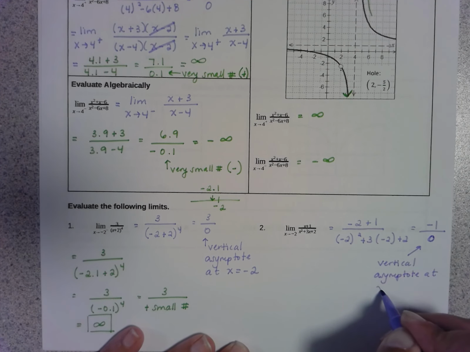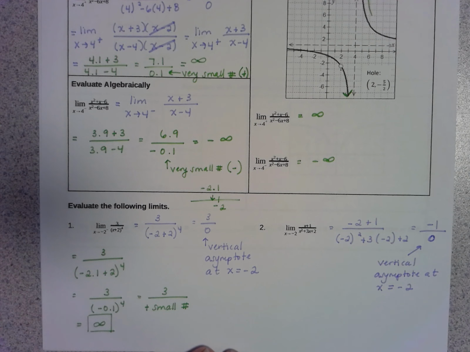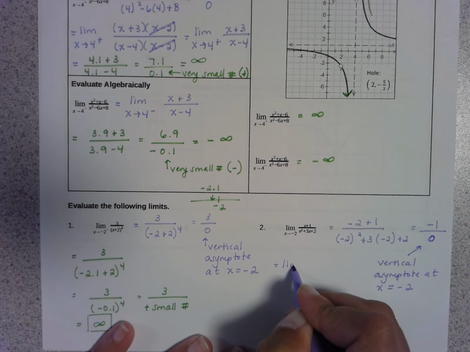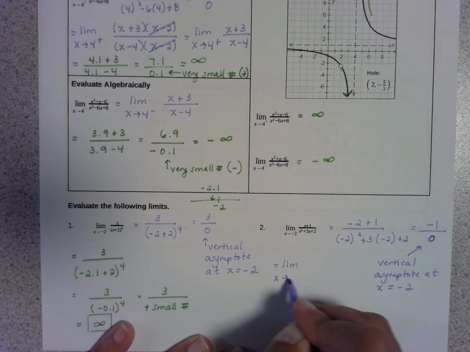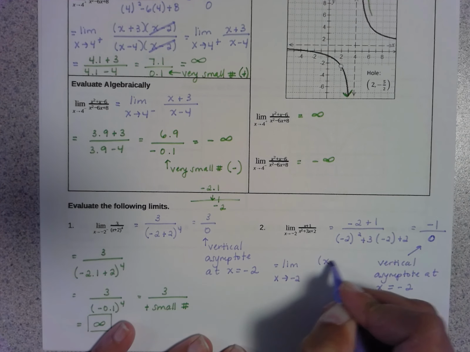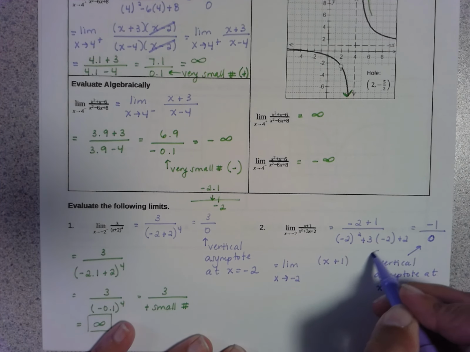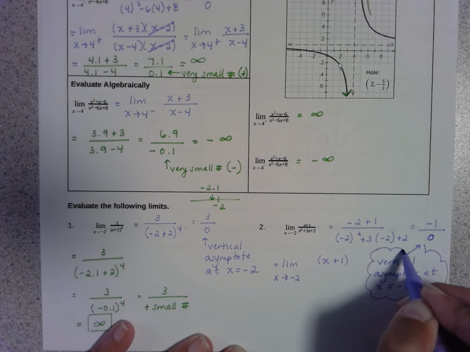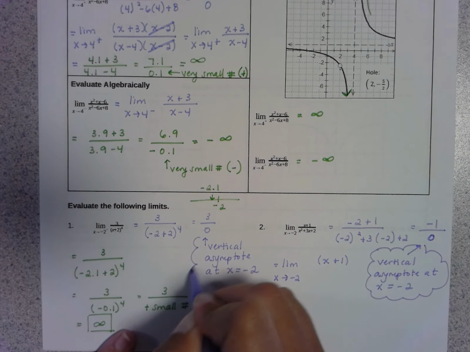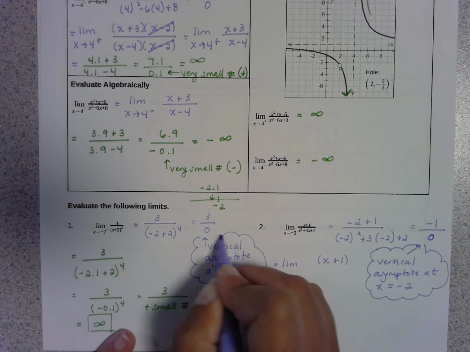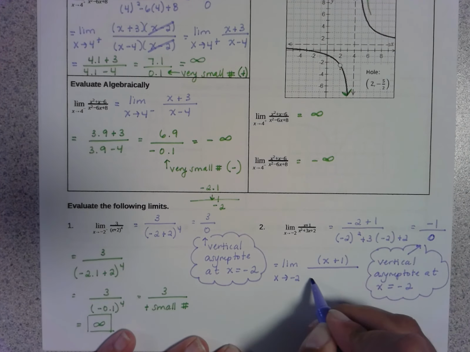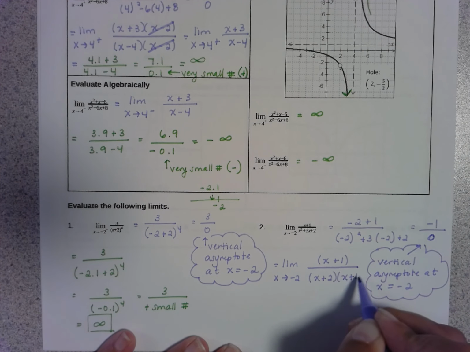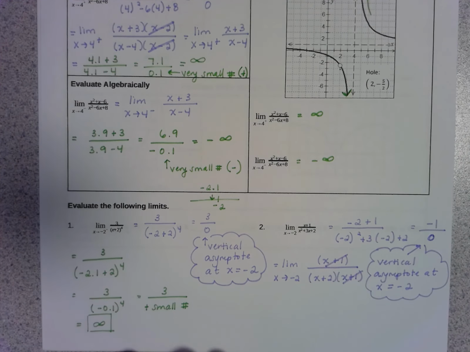So my follow-up step would be to try to factor. If I were to try to factor this equation, I would have the limit as x approaches -2, and on the top I have x plus 1. I should organize my notes better. There we go. On the top I have x plus 1, and on the bottom I have x plus 2 times x plus 1, which the x plus 1's cancel.